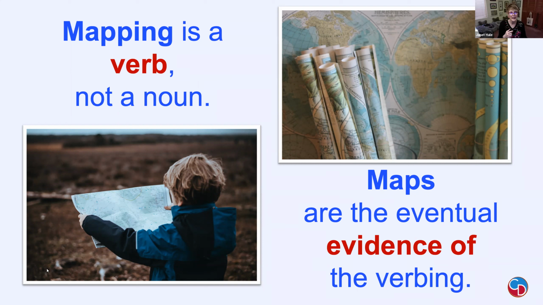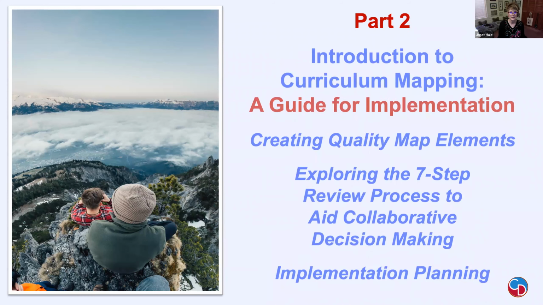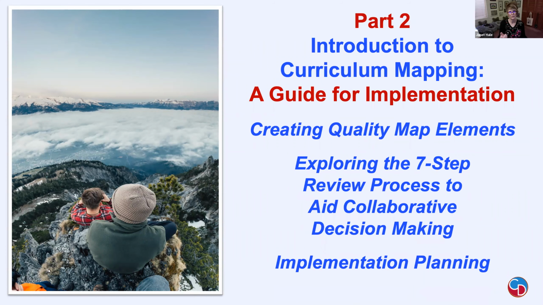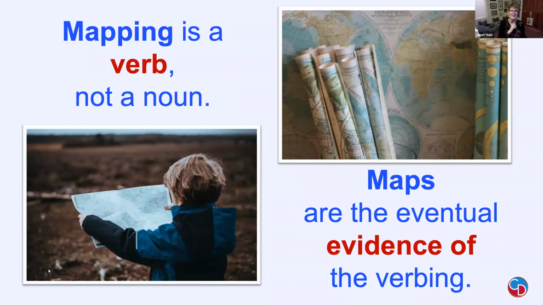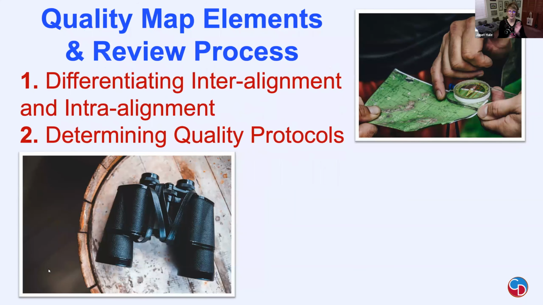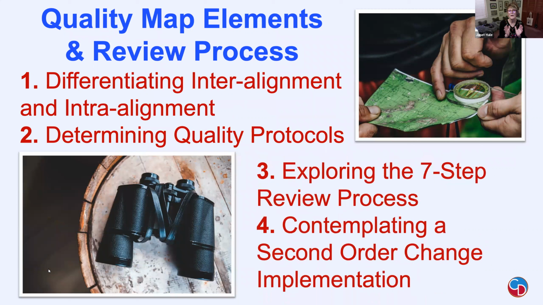So today we're going to be focusing again within 4 realms. The first is differentiating between interalignment and intra-alignment. When I talk about intra-alignment, it'll be very much married to the second portion, which is determining those quality protocols. I'll then talk about exploring that 7-step review process and then contemplating a second order change.